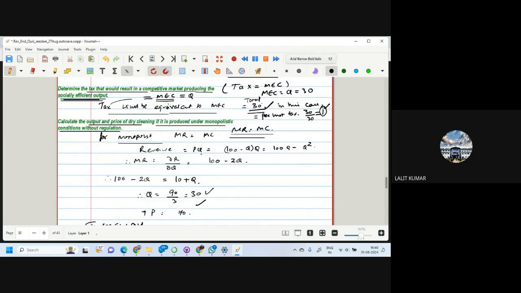And then calculate the output and price of dry cleaning if it is produced under monopolistic conditions. Then it is MR is equal to MC, and we get 30.